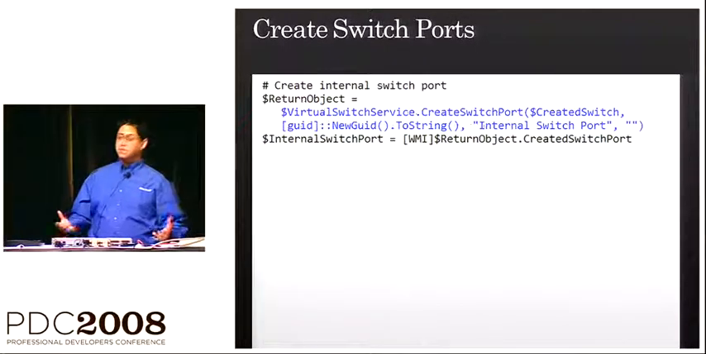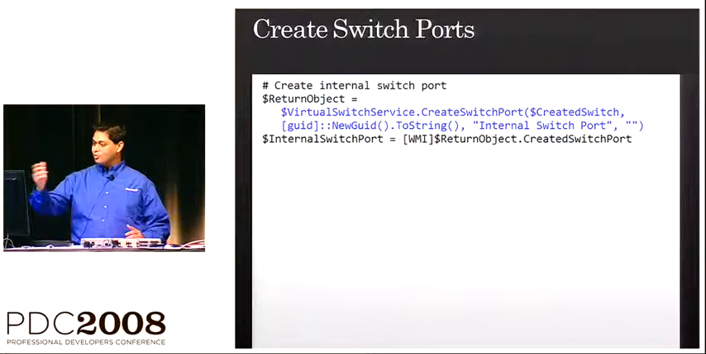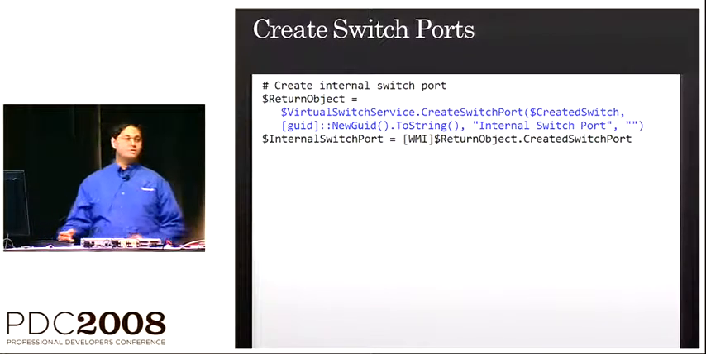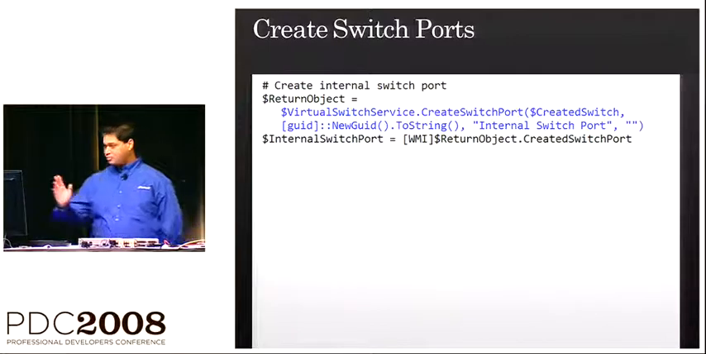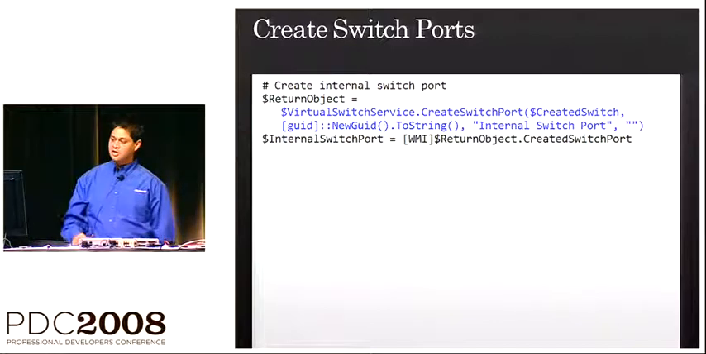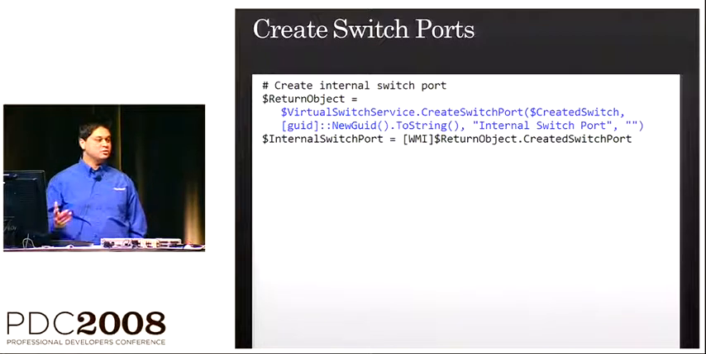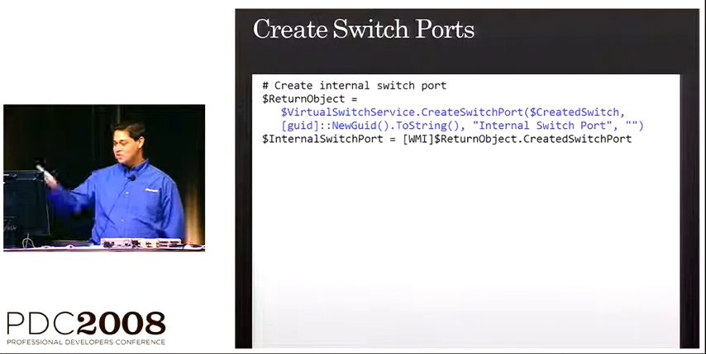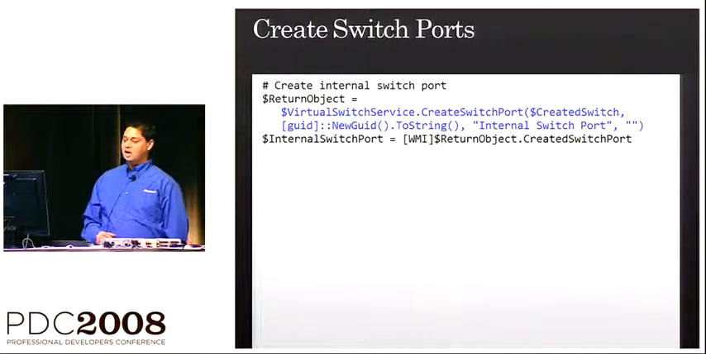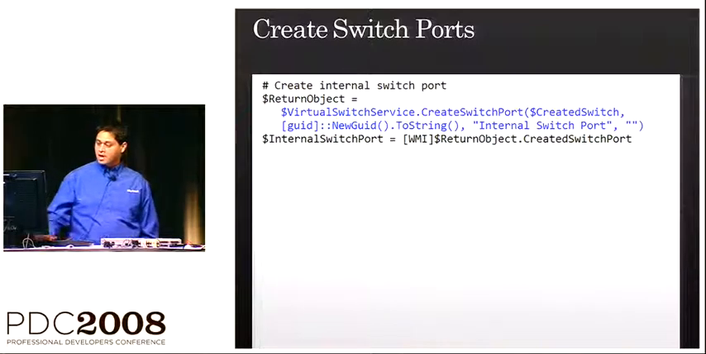Now that we've got a switch created, let's create an internal switch port. We call the create switch port method on the virtual switch service. We pass in the switch that we just created, and we create the GUID for that switch port. We happen to give it the friendly name of internal switch port, just so we can reference it again and know what its purpose is supposed to be. But as I said before, the switch ports are agnostic as to what their purpose is.